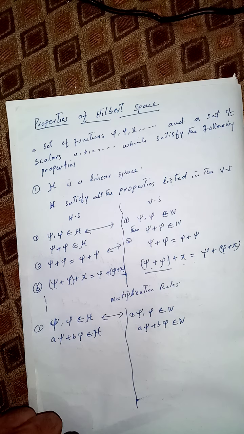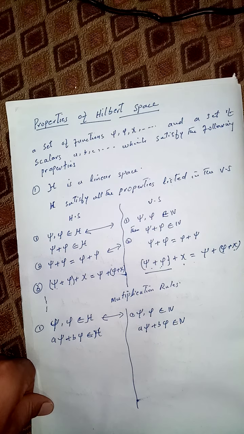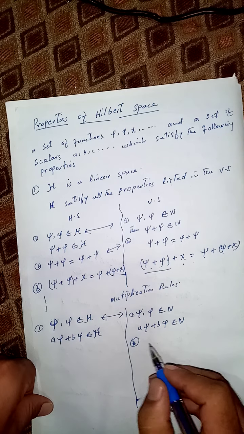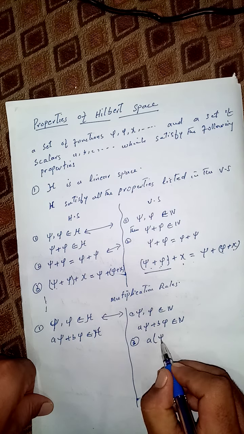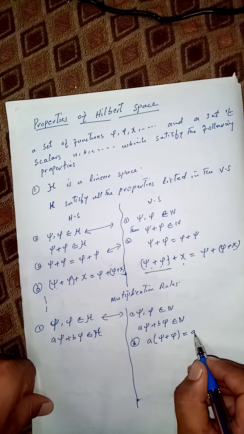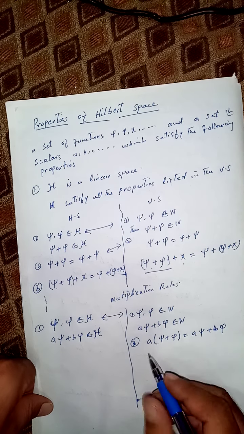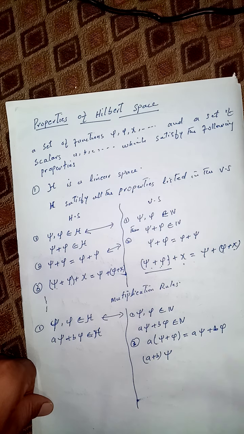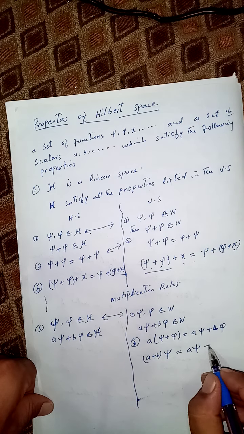The second property was distributivity with respect to addition. In case of vector space, we say that we have a scalar and we multiply it with two vectors psi and phi. The result will be A of psi plus A of phi. Or if we have two scalars, we add them first and multiply with a vector. The result will be the same if we multiply each scalar individually with the vector.